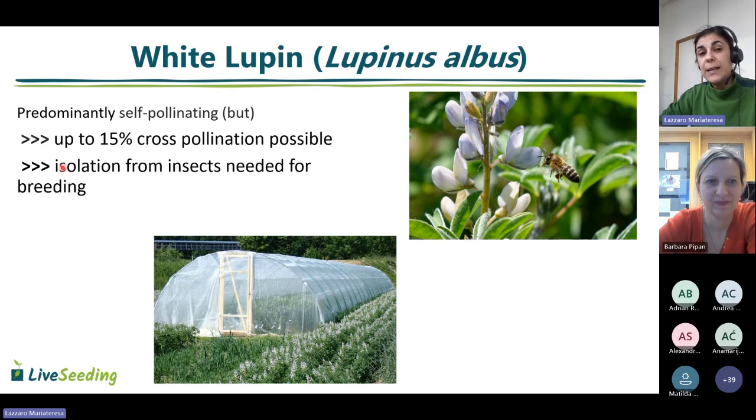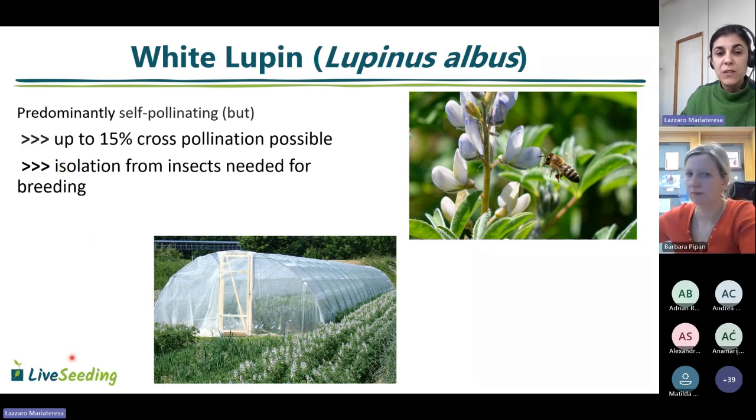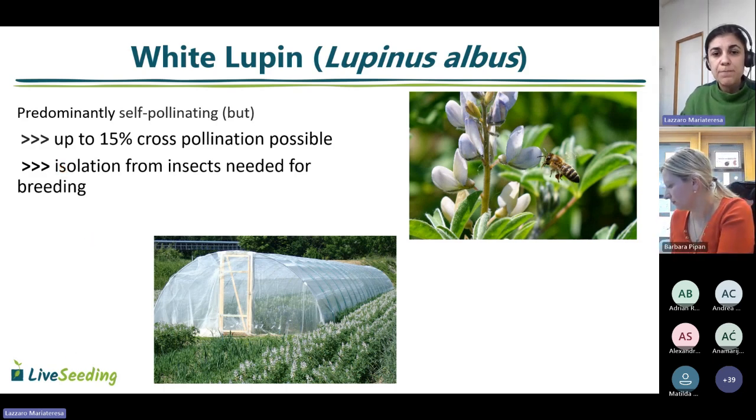Yet of course, it also has some challenges if we are doing breeding on this crop. It is meant to be mostly a self-pollinating crop, yet there is up to 15% cross-pollination, especially in organic fields. So isolation from the insects is really needed in the breeding program, which of course is an additional effort in time and in management of the breeding nursery.